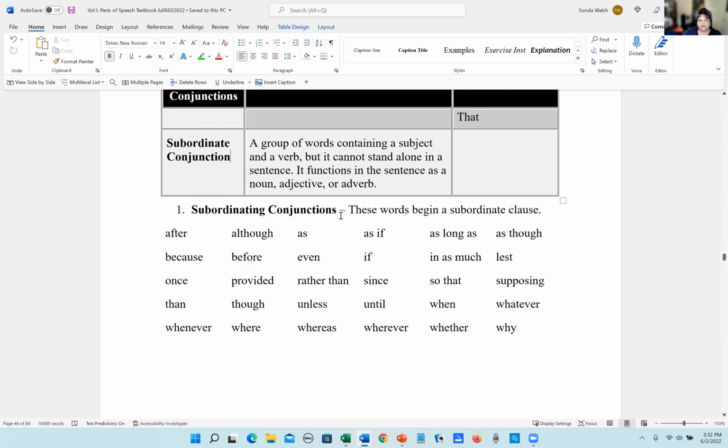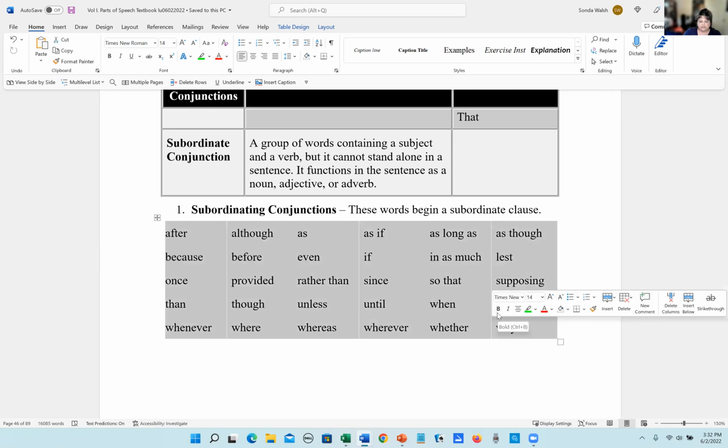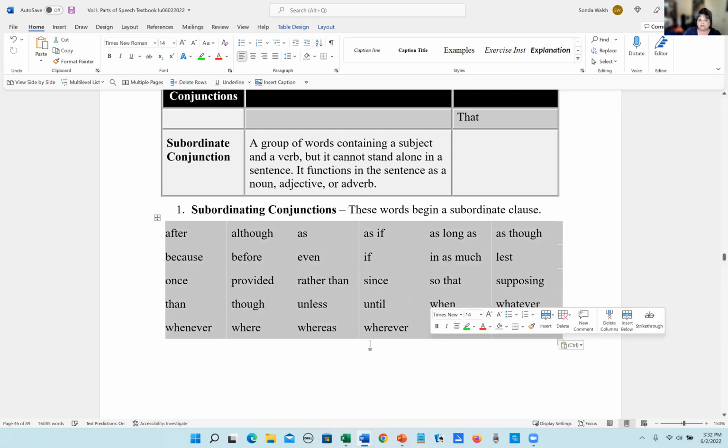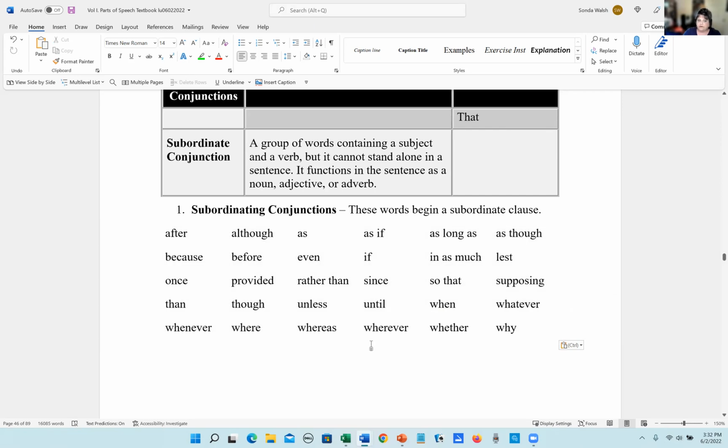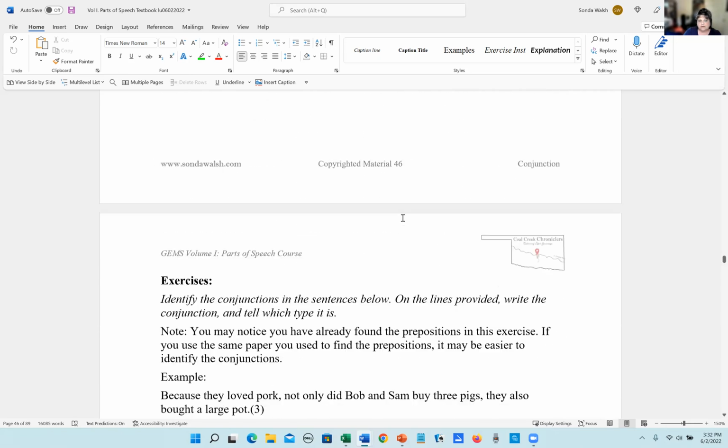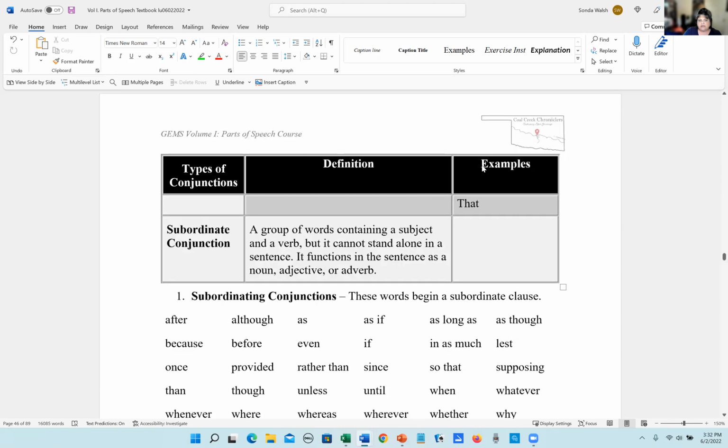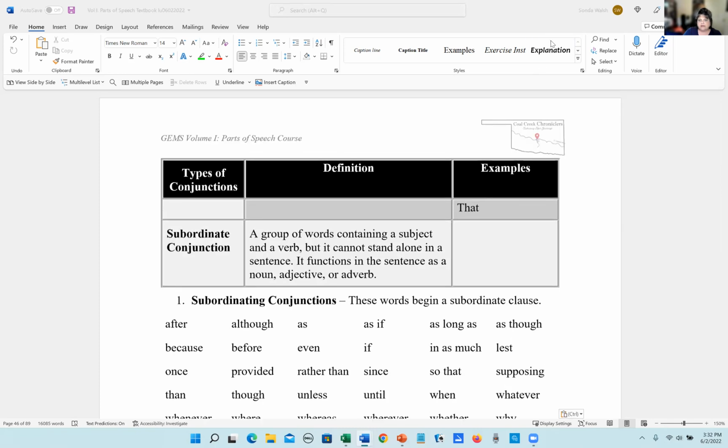But these are subordinating conjunctions, and these you absolutely must know. Absolutely, without a question, you must know these words. And I'll tell you what, if you don't know them, it's going to make things a lot harder later on, because these are like road signs that say, hey, look, there's a subject and verb coming. So make sure you know these. Okay, go ahead and get started on the exercises and I'll see you in the next video.